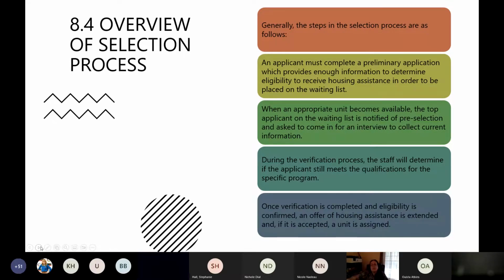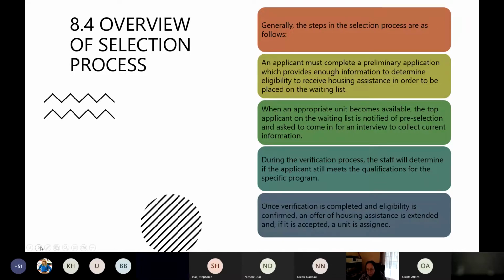Generally, the steps in the selection process. An applicant provides that application, which gives you enough information to determine their eligibility to receive housing assistance in order to be placed on that waiting list. When the unit becomes available, the top applicant on the waiting list is notified of pre-selection and asked to come in for an interview to collect and make sure all their information is current, make sure they're still, you think, within your income limits.